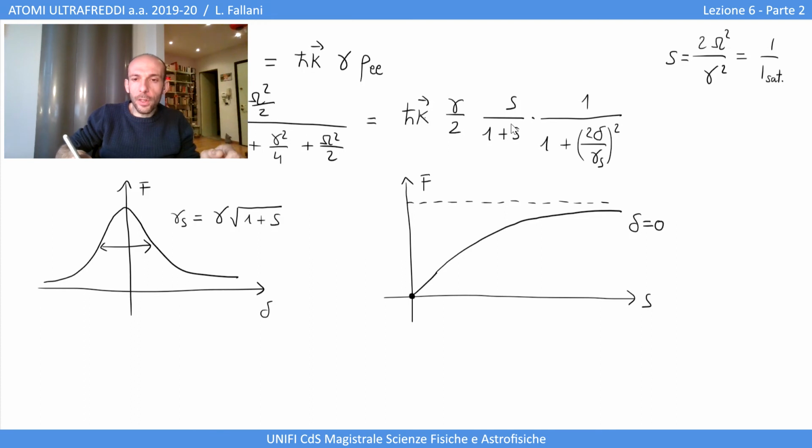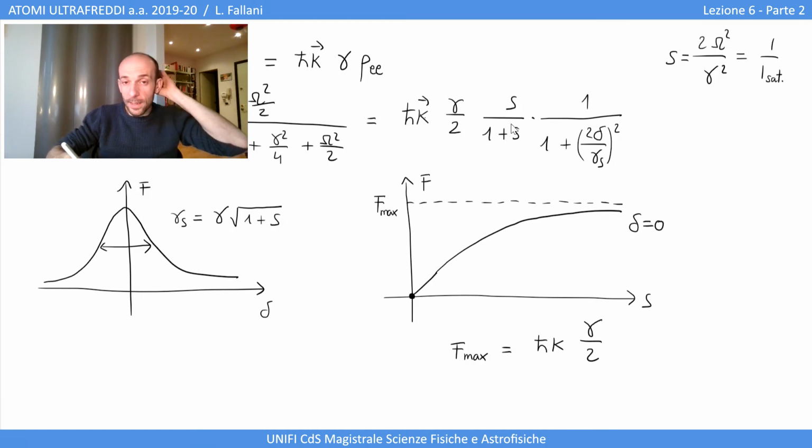And this asymptotic value has a simple expression. This maximum value of the force is given by h bar k times gamma divided by 2. And this, of course, is the limit in which S is much larger than 1, and so you can neglect the 1 in the denominator of this expression. So this is an important character of the radiation pressure: it has a saturation value at large intensity.